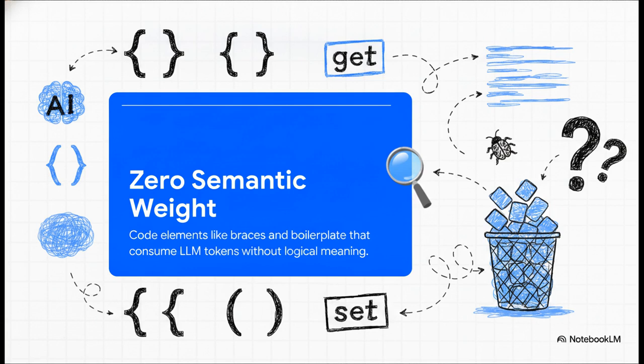Think about this concept of zero semantic weight. We're talking about elements in your code like braces, explicit getters, setters, boilerplate constructors. The thing is, these consume incredibly valuable LLM tokens, but they don't actually convey any unique logical meaning. When you're asking an LLM to hunt down, say, a null pointer exception, every single token it spends reading meaningless boilerplate is a token stolen from your actual conversation history, your stack traces, and the real logic space the AI needs to solve your problem.